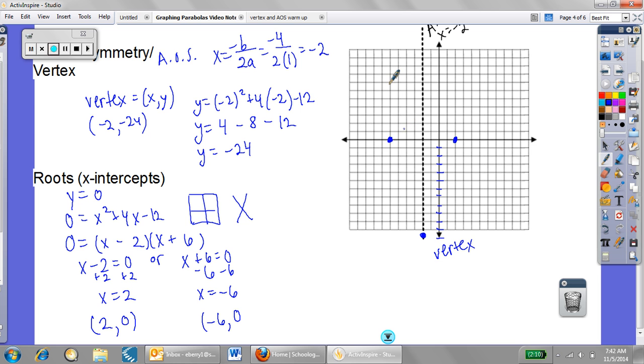So now I can connect my points to make the parabola. As you notice, the axis of symmetry goes right through the vertex, and it shows that these points on the x-intercept reflect or mirror each other. They're the same distance away from the axis of symmetry. This is our lesson for today.